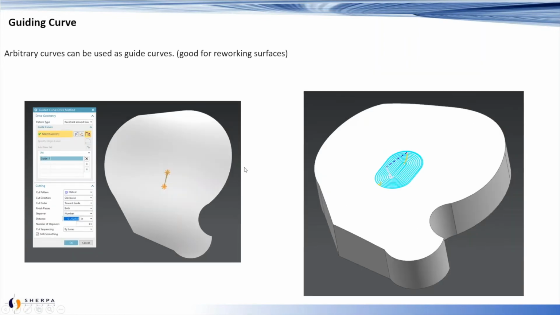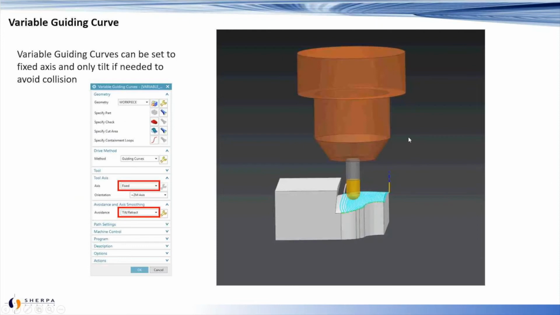And then, as I mentioned before, with racetrack, you can tell it how many times to go around the guide curve. And these are all associative. So if you change your guide curve geometry, once you regenerate the operation, it will conform to the new guide curve. That's fixed and variable; both of those work for all of these.